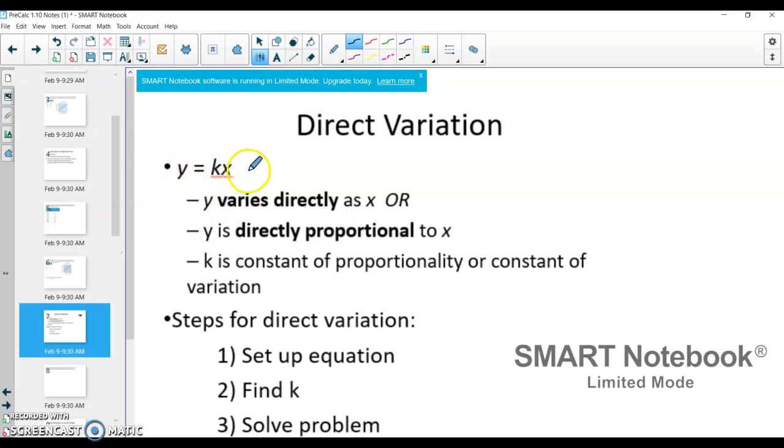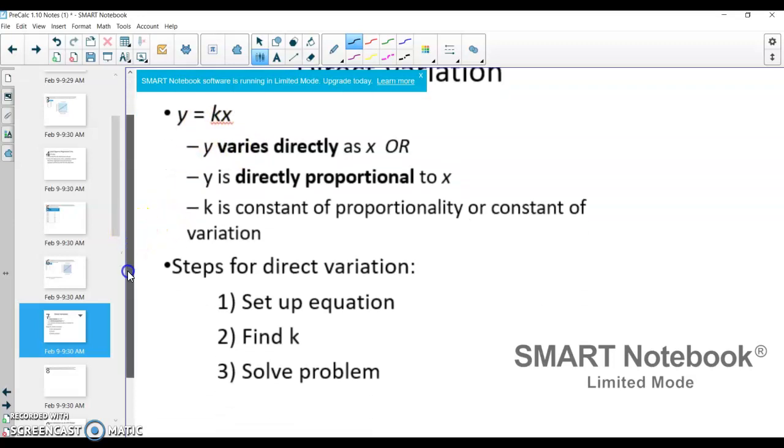in this form y equals k times x. And so you're going to notice that y varies directly as x, or y is directly proportional to x. And so those are kind of the keywords we're going to be looking for in these problems to know it's direct variation and to know what our y and x are going to be. All right, and then we follow these three steps here to actually solve the problem.